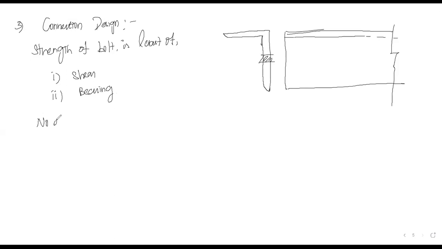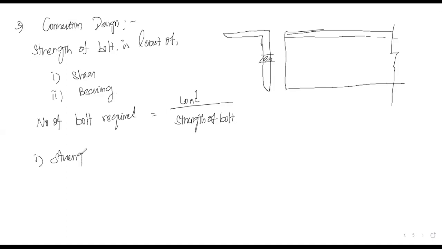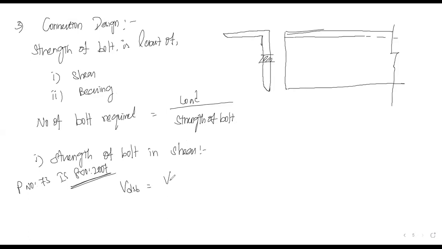Then number of bolts required is equal to load on the structure divided by strength of bolt. Okay, so now first I have to calculate the strength of bolt in bearing and shear. So strength of bolt in shear. Okay, from page number 73 of IS 800 2007, VDSB is equal to VNSB by gamma MB.